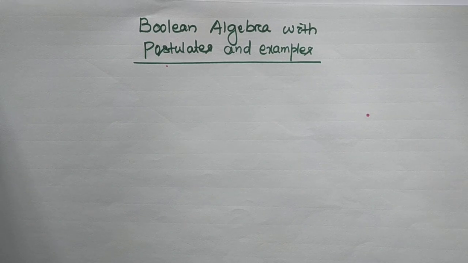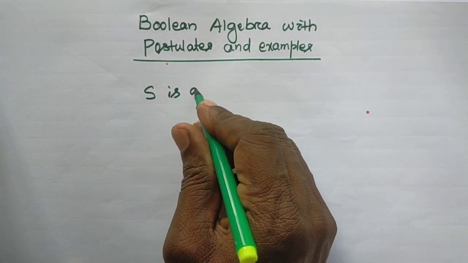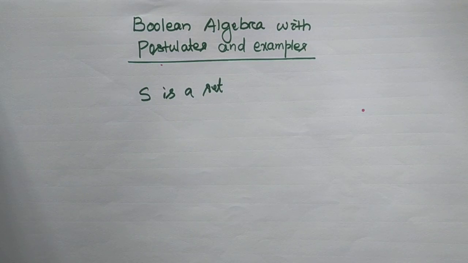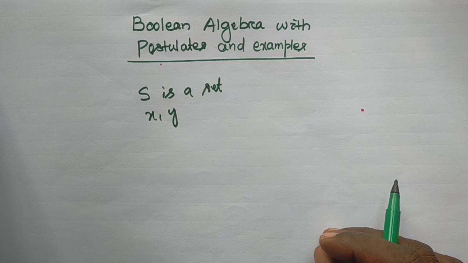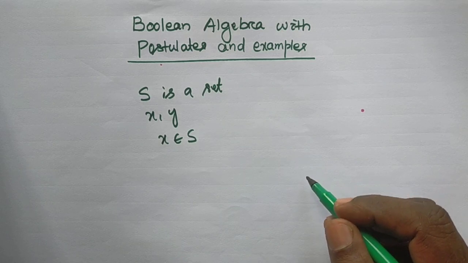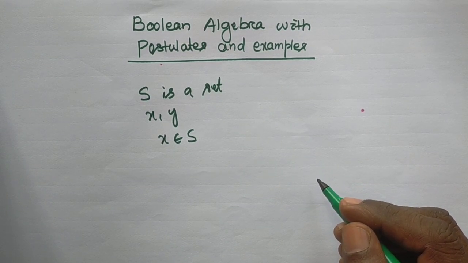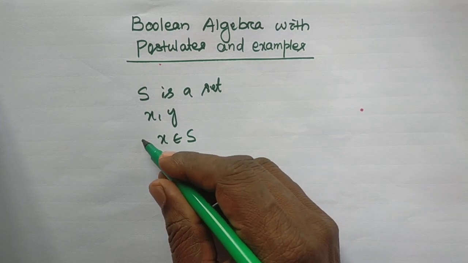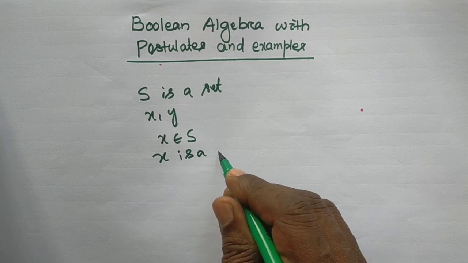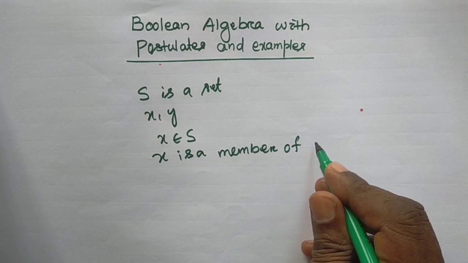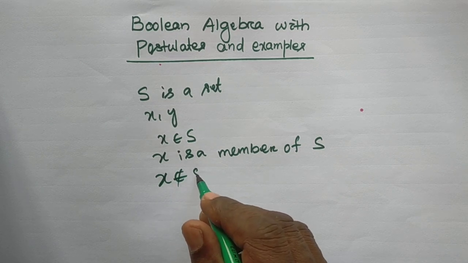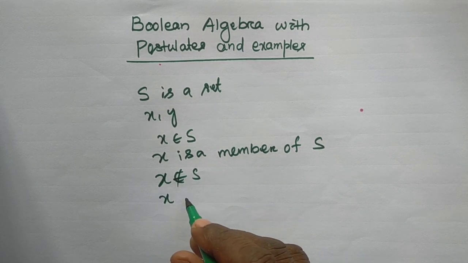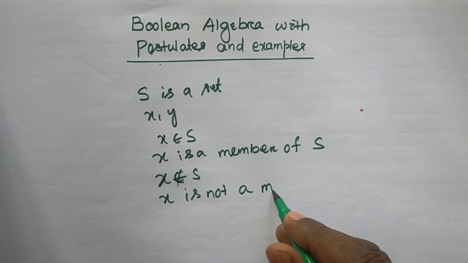If we say let S is a set, for example, S is a set, and X, Y are two objects. Suppose X is an object. Then we can say X belongs to S. X belongs to S means X is a member of S. We can write X is a member of S. If X does not belong to S, that means X is not a member of S.